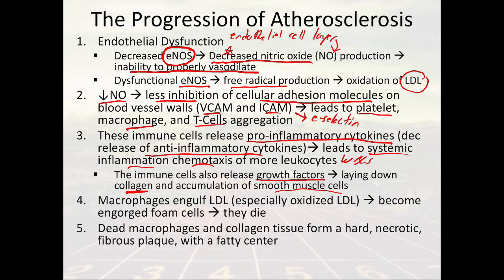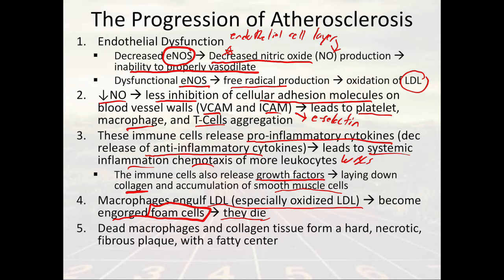Secondly, those macrophages that are called in by the cellular adhesion molecules, when they interact with LDL, especially oxidized LDL, they love that stuff. They're going to eat it up, and they eat so much of that oxidized LDL that they actually get engorged and become what's called a foam cell. They do so much of that that eventually it destroys them.